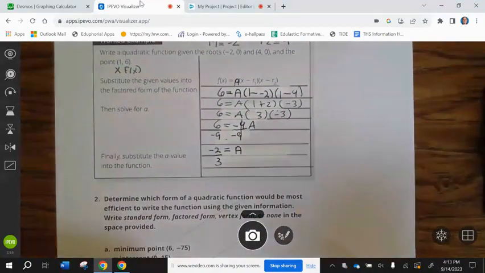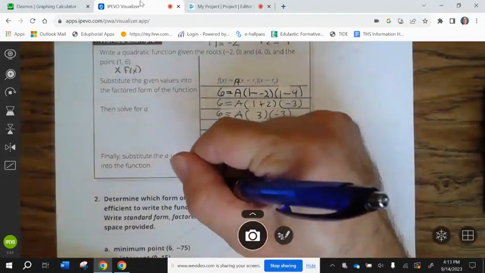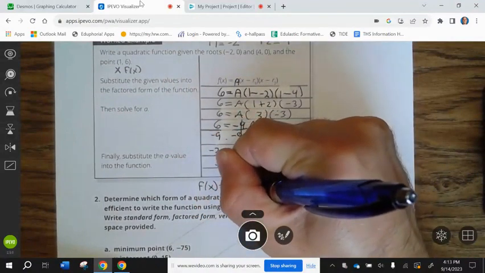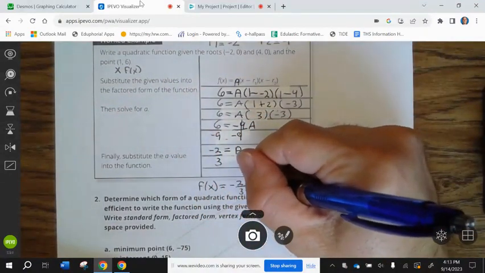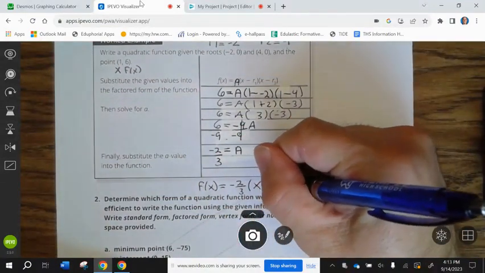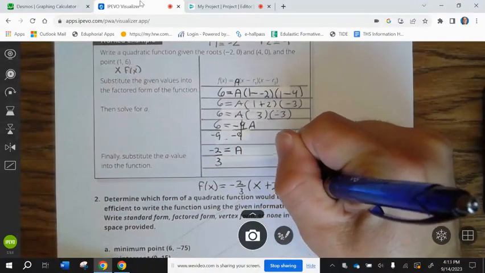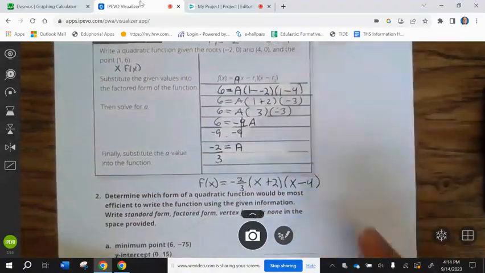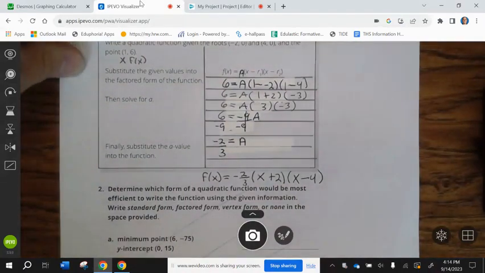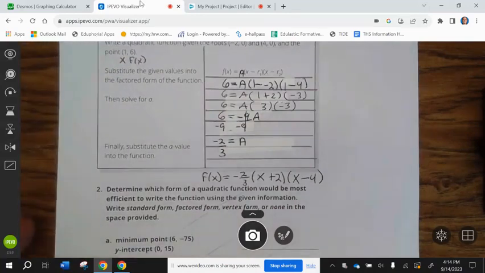Okay, so our function f of x equals -2/3, parentheses x plus 2, x minus 4. All right, go ahead and finish that up. All right, let's take a look at the next example.